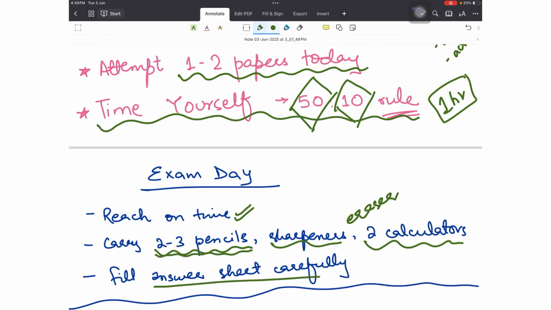The answer sheet should be filled very carefully. You write all the details very carefully. So if you reach on time, that is almost like 30 minutes to 1 hour before the start of the exam, you will be able to do this with a relaxed peace of mind, right? So this was all before starting the exam.